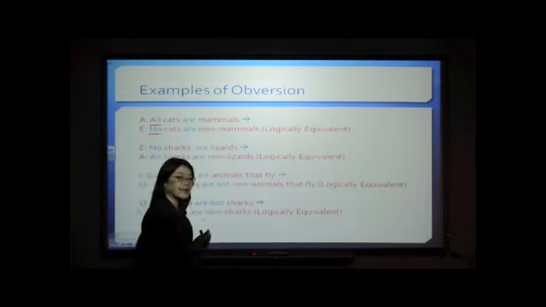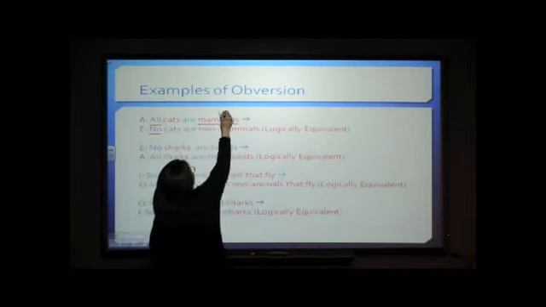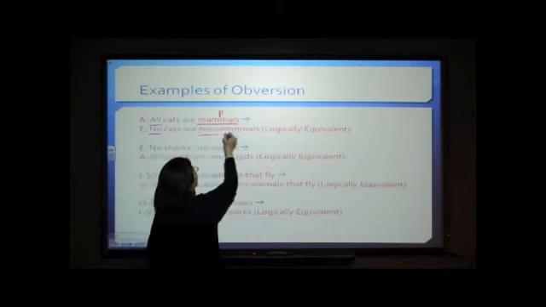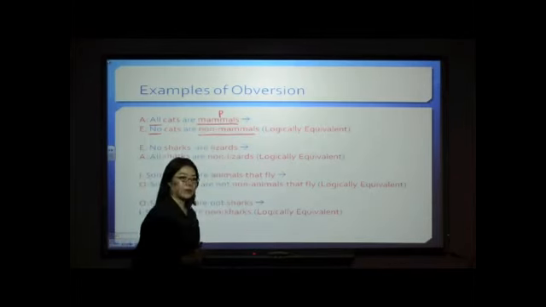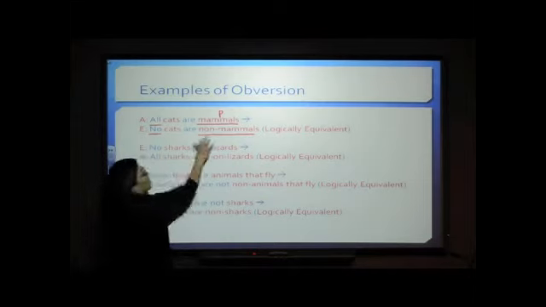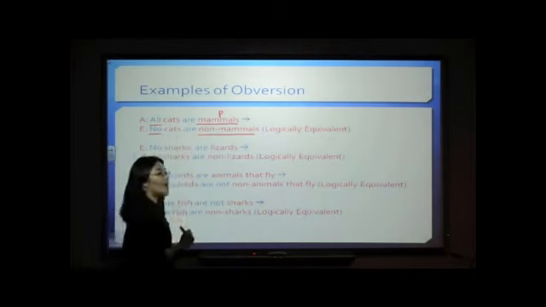Then the next step is to change the predicate term to its term complement. So here we have mammals as the predicate term, and we've changed that to its term complement, non-mammals. And so you have the statement, no cats are non-mammals, and this is the obverse of the statement, all cats are mammals.